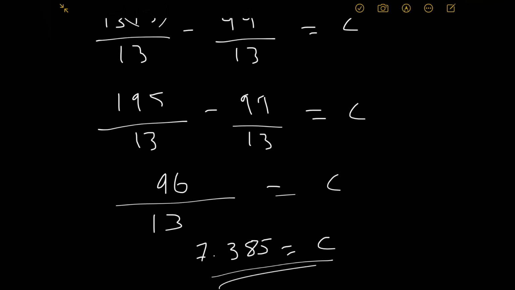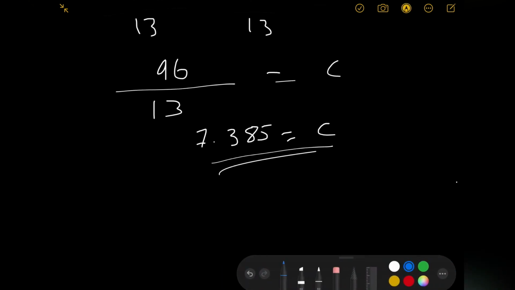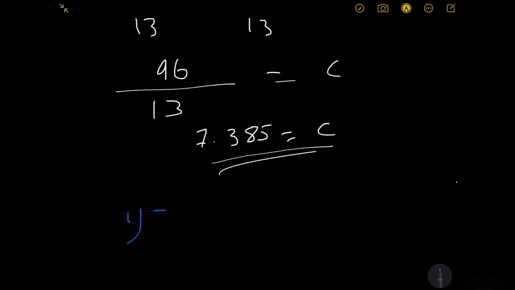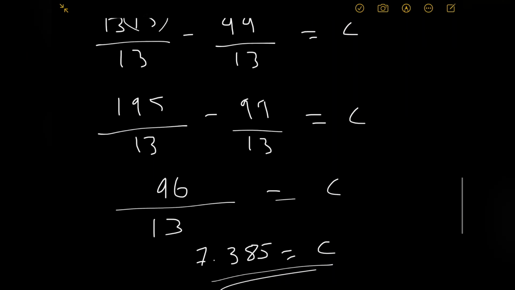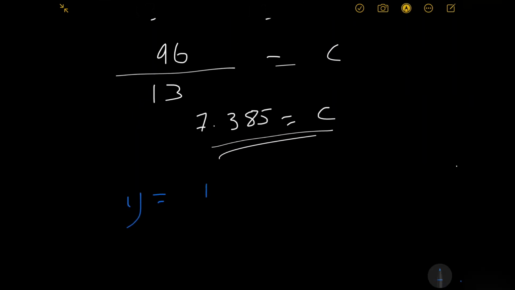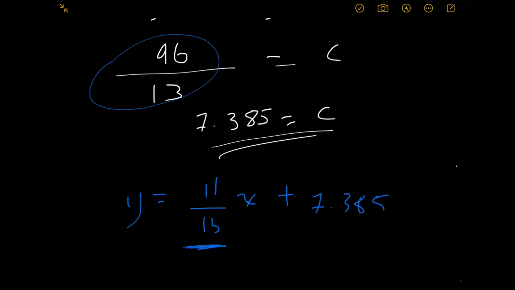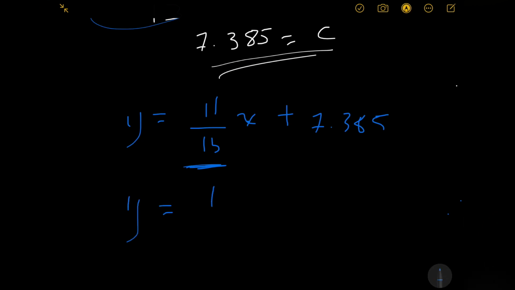So now, let's rewrite our equation. Our equation would be equal to y equals m, if we recall, 11 over 13. So let's put that, 11 over 13, we put our x plus c, which is 7.385. And since we have a 13 here, let's just write it as this: y is equal to 11 over 13x plus 96 over 13, for the consistency in the denominator.